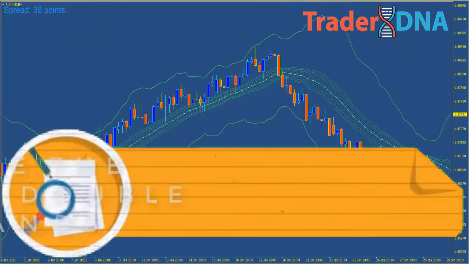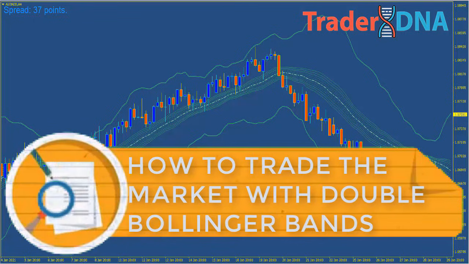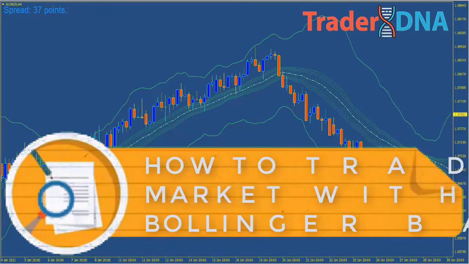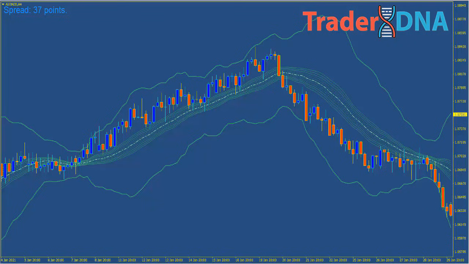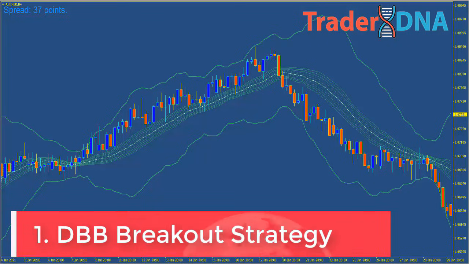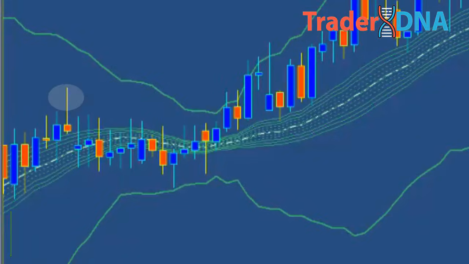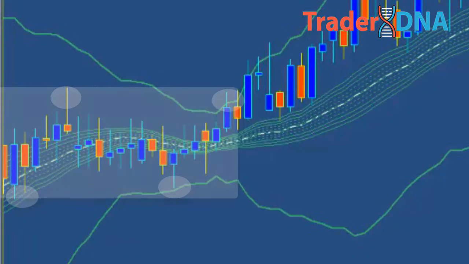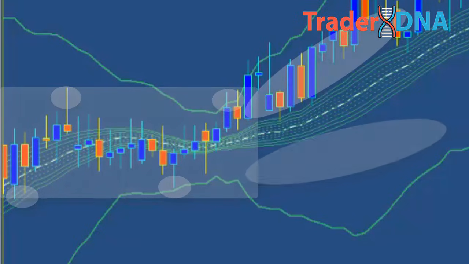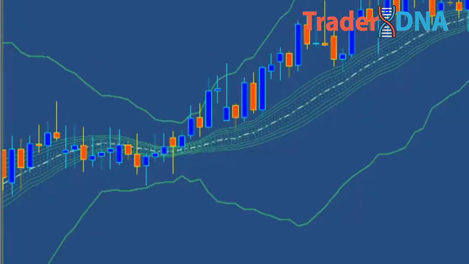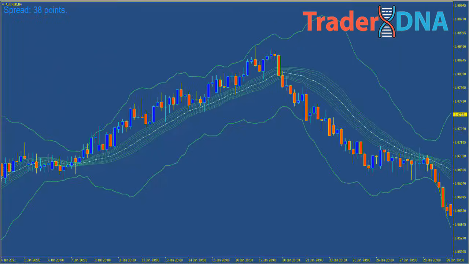Now, how to trade the market with double Bollinger Bands. The two main strategies to employ using double Bollinger Bands involve breakouts and trend trading. First, double Bollinger Band breakout strategy. The double Bollinger Band strategy can be applied when trading breakouts of an existing trading range by observing a break above or below the range, combined with a strong break into the DBB buy zone or DBB sell zone. Witnessing strong breaks provide a greater bias in favor of the breakout as traders look to avoid a false breakout.